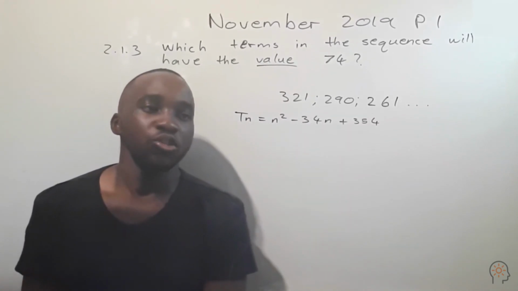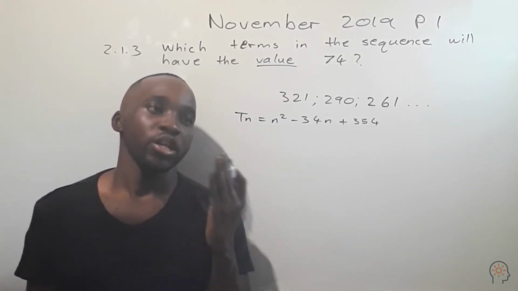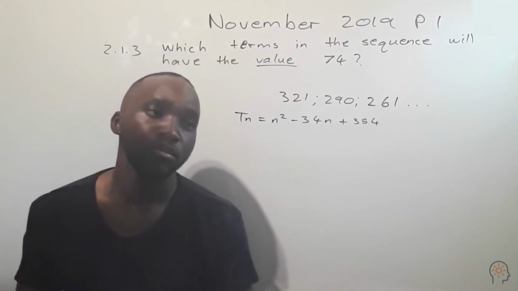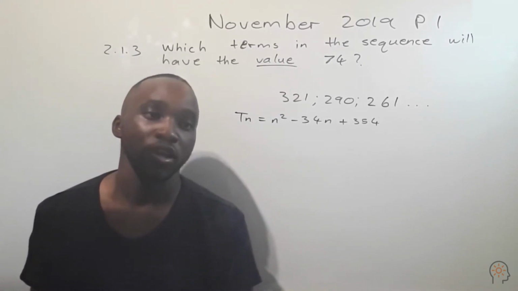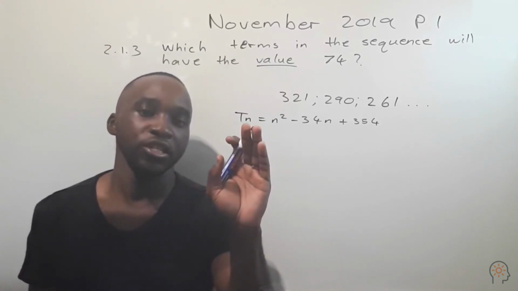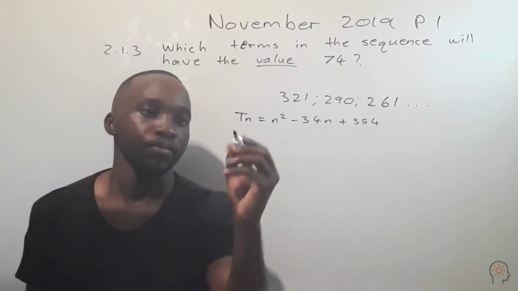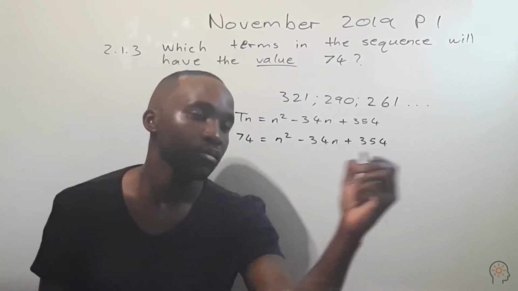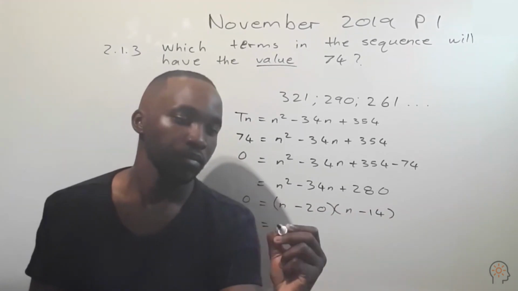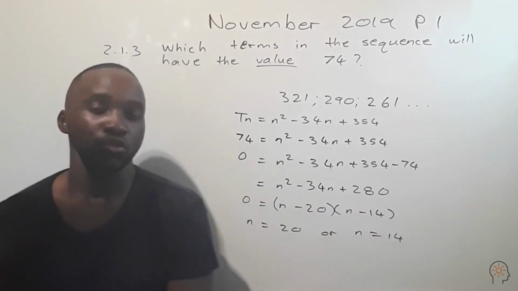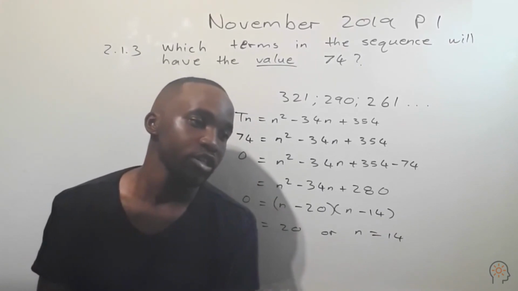Before we can work out which position 74 is in our sequence, we know that we need to keep in mind our general term, which we just worked out. So because 74 is an actual value in the sequence, we know we have Tn, and then what we need to work out is n. So this is telling us that n is equal to 20 or equal to 14.